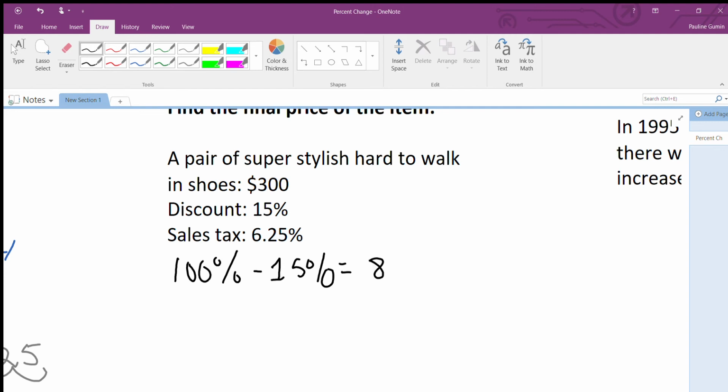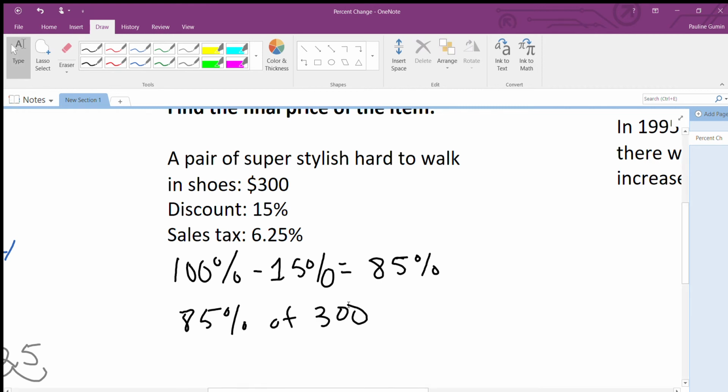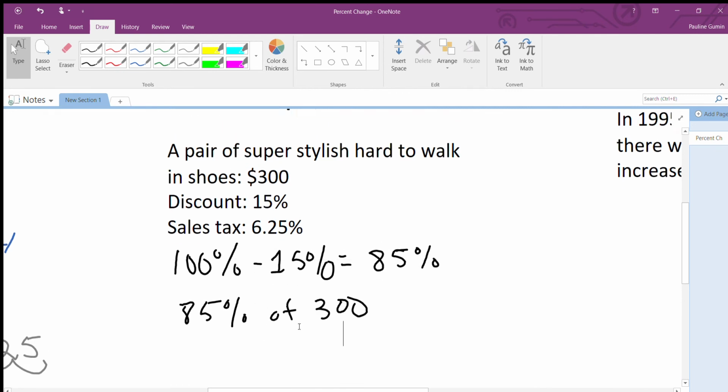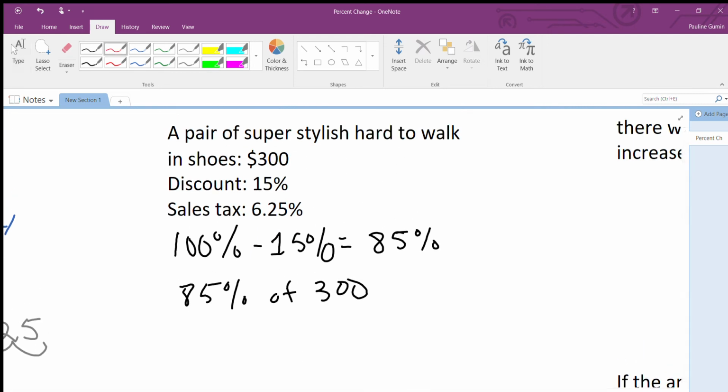That leaves us with 85%. So really, I'm paying 85% of 300. I'm going to write that down. 85% of 300. Now, recall back and think: what operation does the word "of" represent? Of represents multiplication. So I'm going to do 85% times 300.